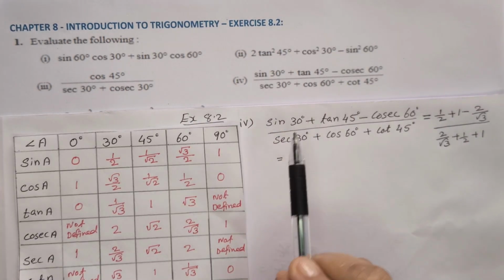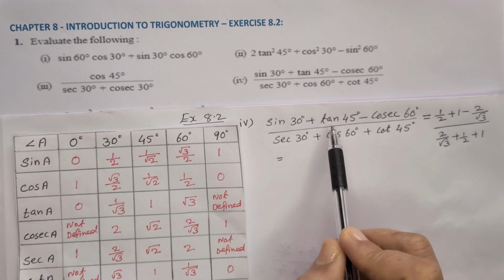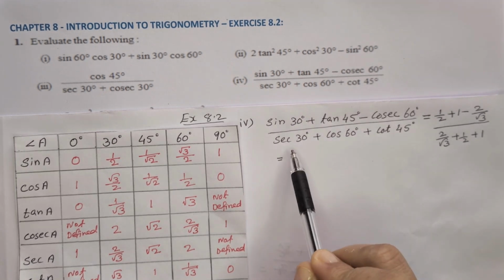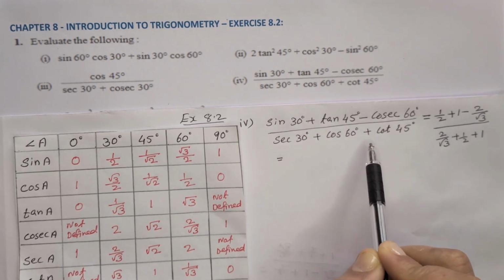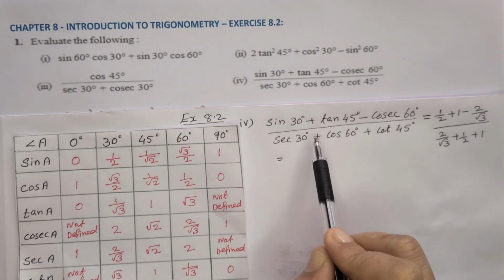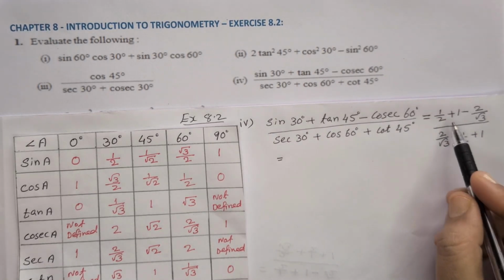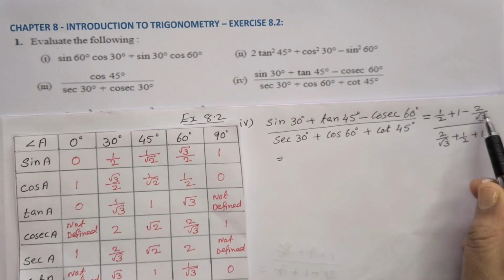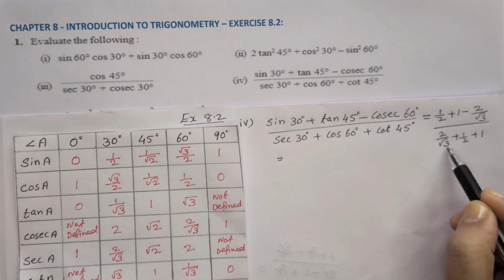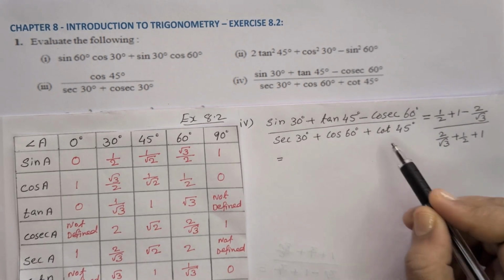Question number 4. Sin 30 plus tan 45 minus cosec 60 by sec 30 plus cos 60 plus cot 45. Put the corresponding values of each ratio. So we are getting 1 by 2 plus 1 minus 2 by root 3, divided by 2 by root 3 plus 1 by 2 plus 1.